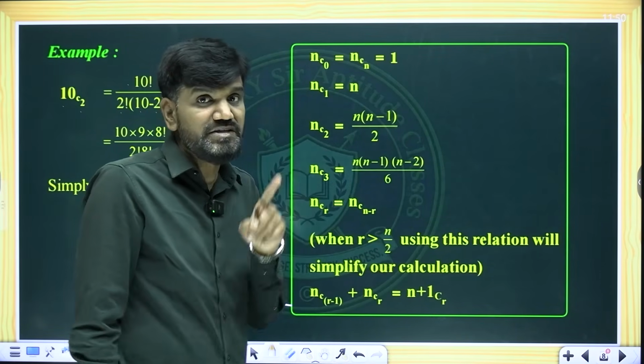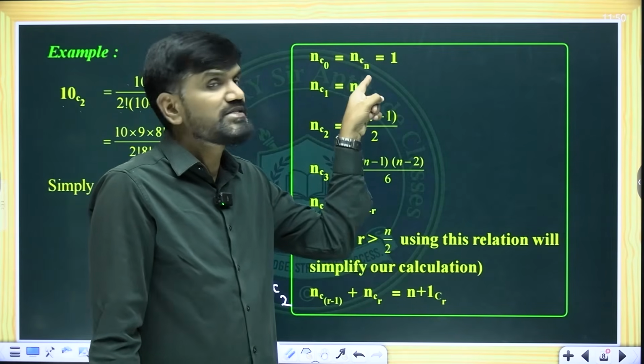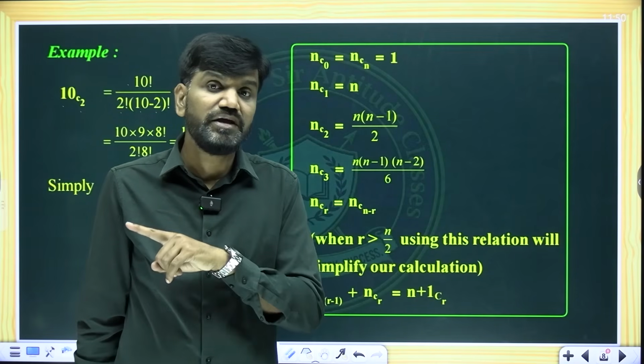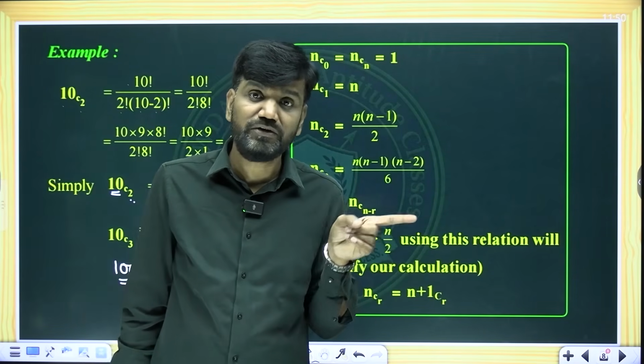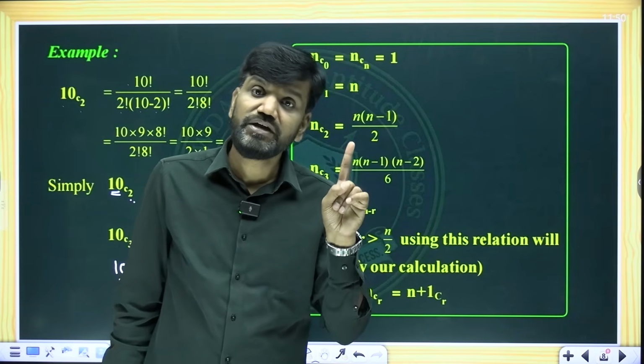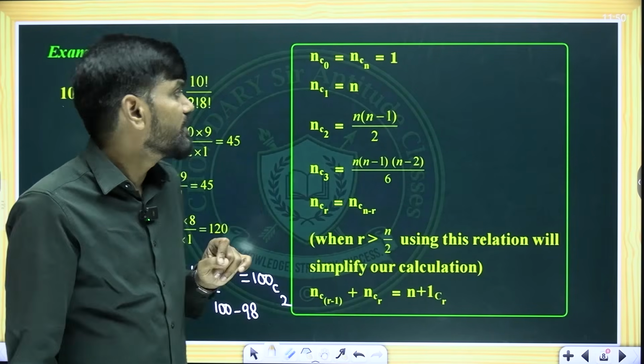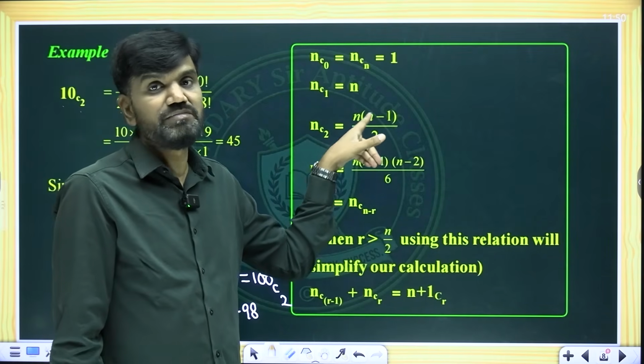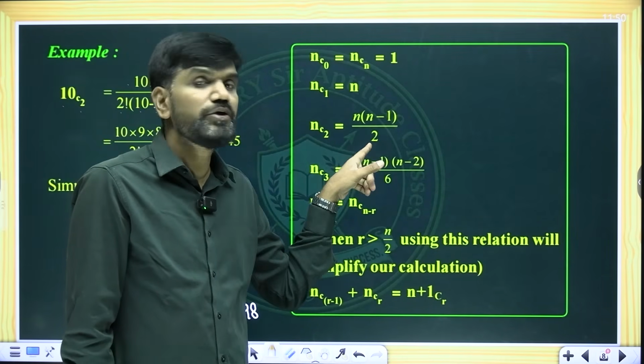nC1 is equal to n. Please remember, nC0 and nCn are equal in nCr, whereas nP0 is not equal to nPn. Keep that in mind. nPn is n factorial, whereas nP0 was only 1. Keep this in mind. Right, dear? nC1 is n. nC2 is nothing but start with n, write 2 numbers: n into n minus 1 by 2 into 1, which is 2.